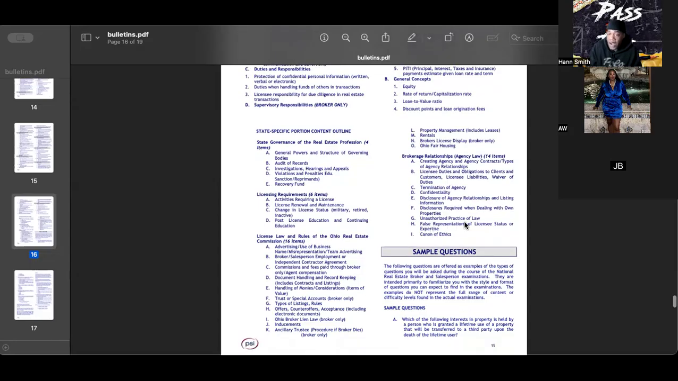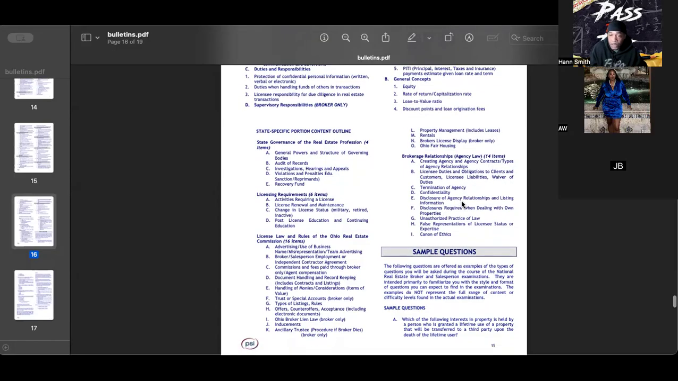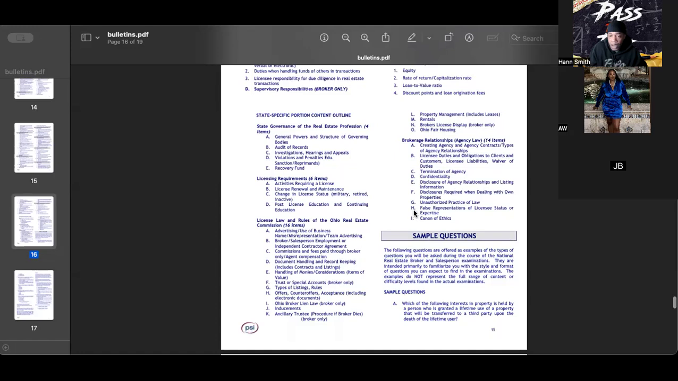The unauthorized practice of law: acting like an attorney when you shouldn't be, or acting like a professional that has a designation, like a CPA, or acting like you're an appraiser or an attorney and stuff like that. You can get in big trouble doing that stuff. All right. False representations of license, law, or expertise. And canons of ethics. We're bound to these canons of ethics right here. So that's what we're going to go over today.